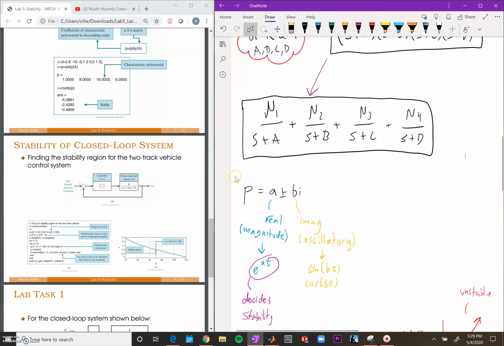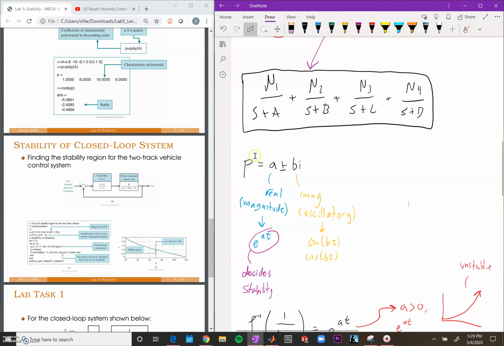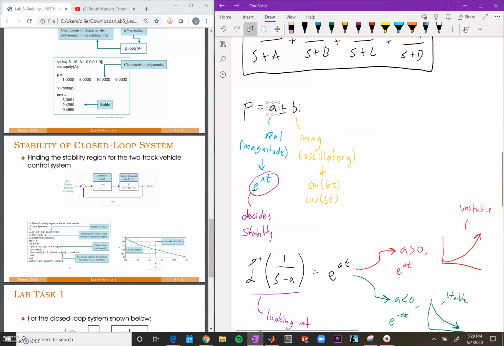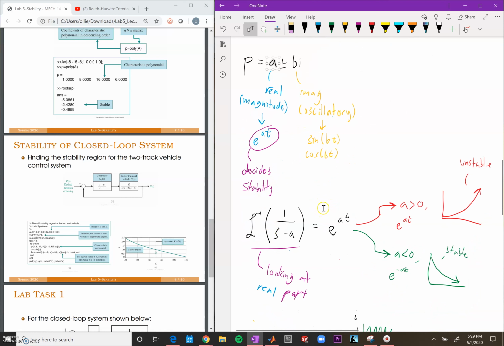First, I'm going to talk about what a pole looks like. As we explained earlier, there's a real component and an imaginary component. The real component is responsible for the magnitude of the response, and the imaginary part is about whether it's oscillating or not, and how much. So if you do an inverse Laplace on this, where S is equal to A plus or minus Bi, and just look at the real part, we're going to get e to the AT. This is just an inverse Laplace on the real portion of S.